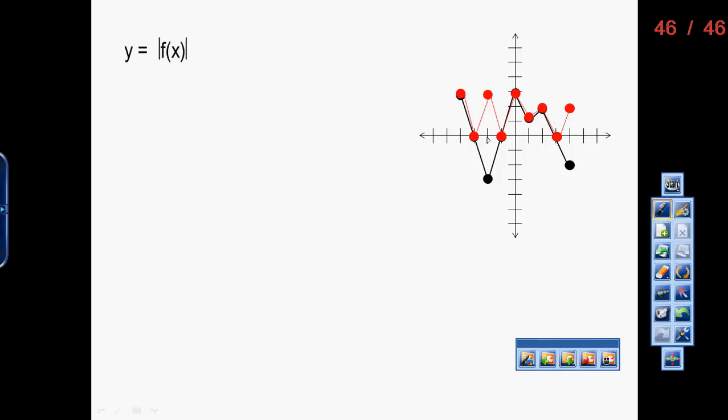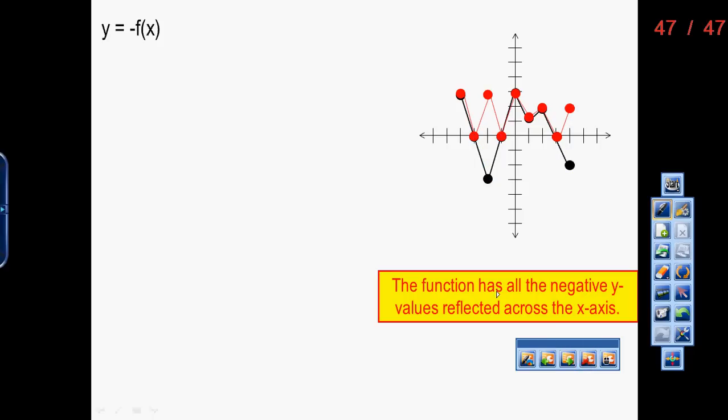So do you see this piece down here that was negative? And this piece down here that was negative. It reflected upwards and became positive. And if it was already positive, it stayed positive. So the function has all the negative y values reflected across the x-axis. So anything that was a negative, remember we talked about positive and negative in the last direction, it reflected it up to make it positive.